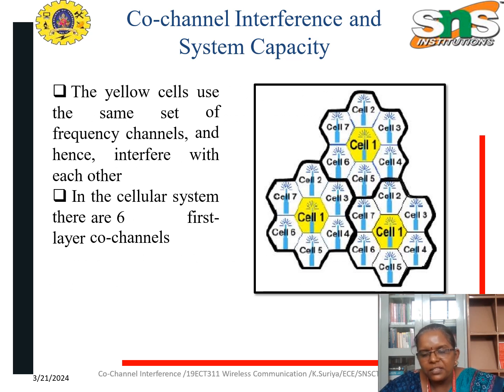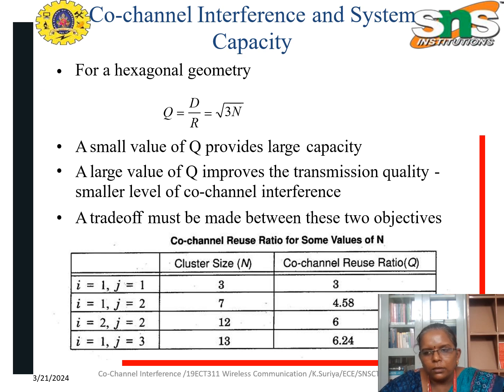This is a diagram which represents the co-channel cells. Here the yellow cells use the same set of frequencies, so all these cells will create interference. In general, for one particular cell, more interference will be caused from the first tier of co-channel cells, which here is 6. For a hexagonal geometry, you can also represent that Q is equal to root of 3N. The Q value should be optimized here. A smaller value of Q will provide larger capacity, but the interference will be more. A large value of Q will provide less interference, but it will affect the transmission quality. A trade-off should be made between these two objectives.